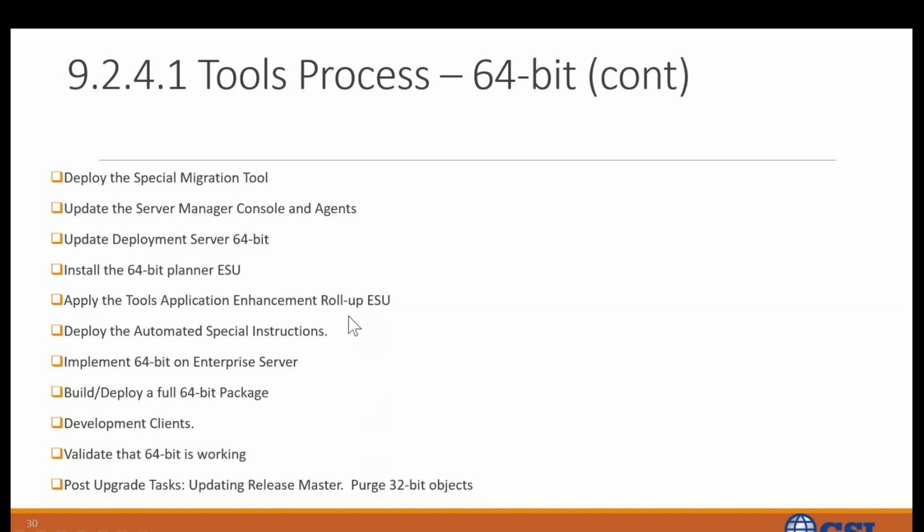Then apply the tools enhancement ESU, the ASI, implement 64-bit on the enterprise server if you've not done so already, because you could have previously done that. Then build and deploy a 64-bit client. You'll have to make some changes to get the development clients working. And then you'll have to validate that it's working across the board.